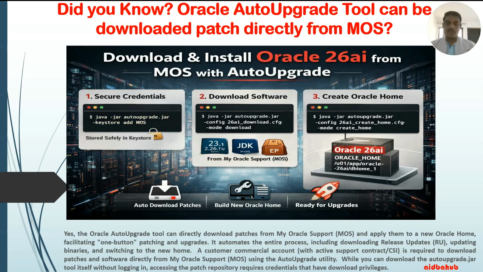A commercial customer account with an active support contract (CSI) is required to download patches and software directly from My Oracle Support using the Auto Upgrade utility. While you can download the Auto Upgrade tool itself without logging in, accessing the patch repository requires credentials that have download privileges. Right?